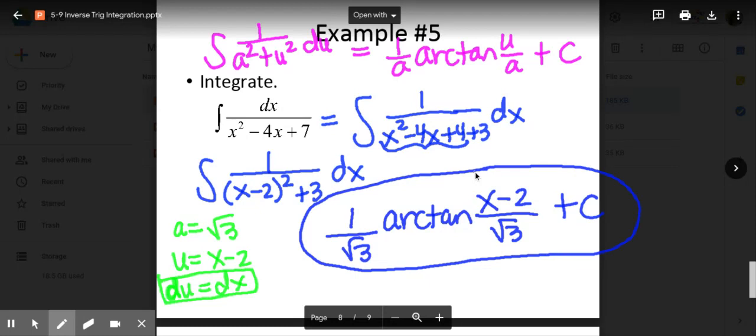So the little trick was to rewrite this quadratic, split it up to where I had a perfect square plus another integer. That integer is my a squared, and the binomial that I made squared was my u. And the fact that the derivative of that, du equals dx, made this a straightforward problem. Then I was just able to do the rule 1 over a arctan u over a plus c.